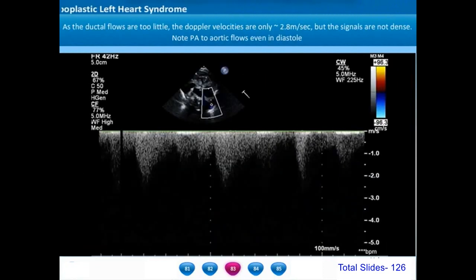Once the ductus gets very severely constricted, the aortic pressures drop significantly and the systemic vascular resistance will be very low compared to the pulmonary vascular resistance. And so the flow from the pulmonary artery through the restrictive ductus into the descending thoracic aorta will be systolo-diastolic, will become continuous.